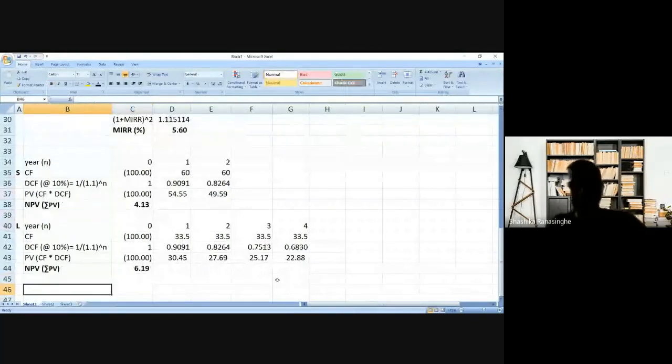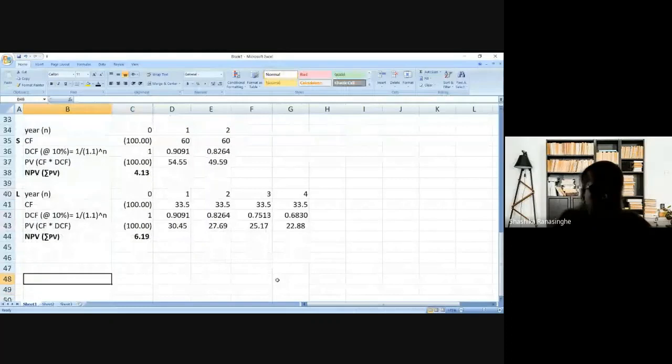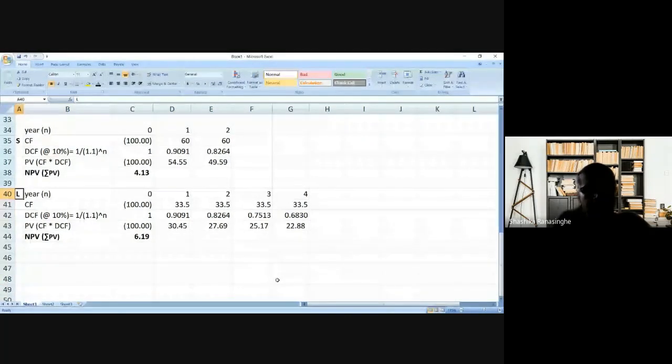So you're comparing 2 projects. The first one is a 2-year project. The second one is a 4-year project. Out of these, which one would you prefer and why?